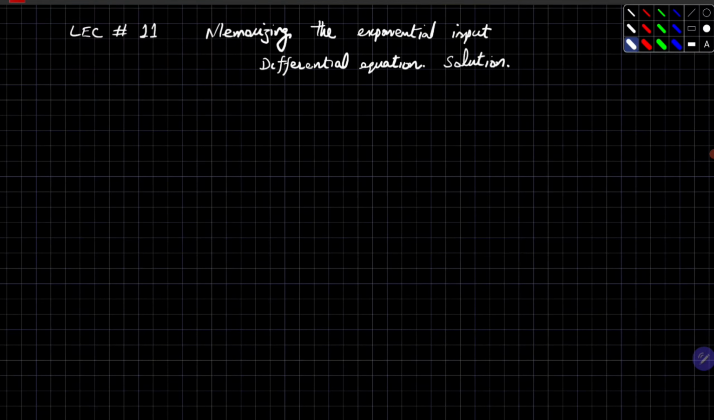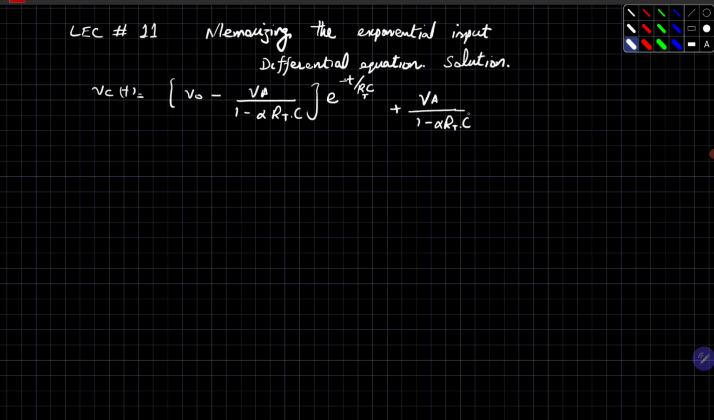In the previous lecture, we had an equation for the voltage across a capacitor: Vc of t equals (V naught minus Va over 1 minus alpha R Thevenin times C) multiplied by e raised to power minus t over R Thevenin times C, plus Va over 1 minus alpha R Thevenin times C into e raised to power minus alpha t, and of course this is in volts.